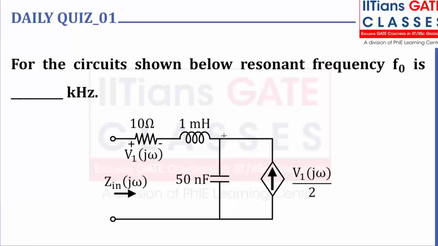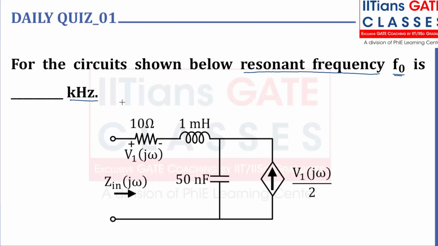So the first question that we have over here is, for the circuit shown below, the resonant frequency F0 is. So first thing to note in this question is that we have been asked resonant frequency F0 in kilohertz. That means linear frequency has been asked. Now, what is resonance frequency? Resonance frequency of a complex circuit is that point where impedance becomes purely real, or purely resistive.